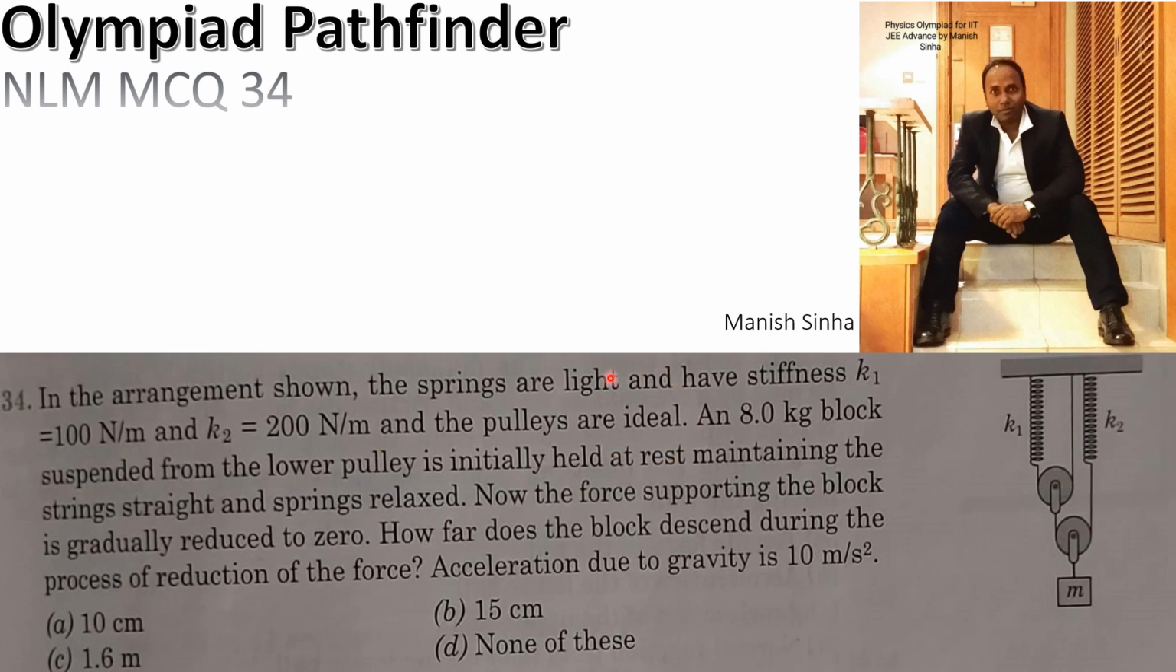So ideal pulleys means massless and frictionless. Springs are light means no weight, no mass. An 8 kg block suspended from the lower pulley is initially held at rest, maintaining the string straight and spring relaxed. So this M is initially supported in such a condition that spring is relaxed, no extension.